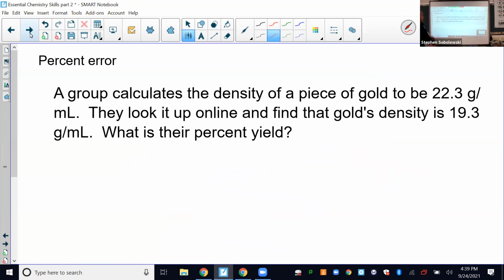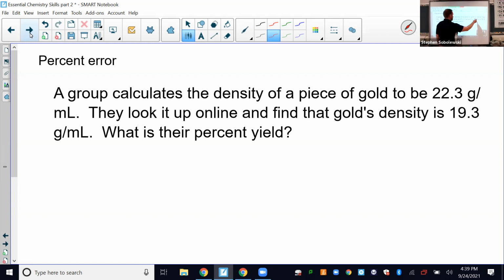All right, one more. So a group calculates the density of a piece of gold to be 22.3 grams per milliliter. Very dense. For comparison, that's like almost 3 times as dense as steel. Maybe more. I'm thinking steel's like 8 or 9 off the top of my head. I can't remember. They look it up online and find that gold's density is 19.3 grams per milliliter. What is their percent yield?